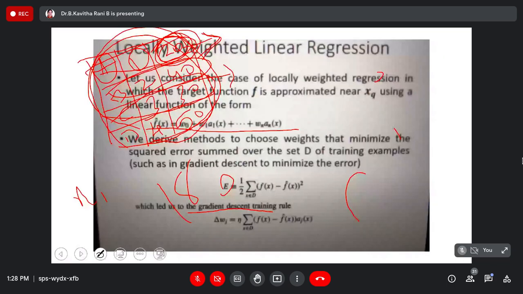Whenever there is any prediction error, to reduce that, we adjust the weights. There we will be using the gradient descent training rule. This is the new term which we will be using, that is the learning rate. The learning rate should be adjusted according to the weights.